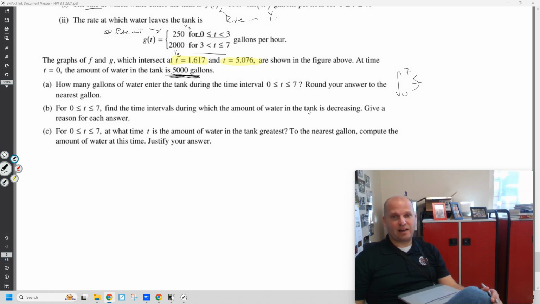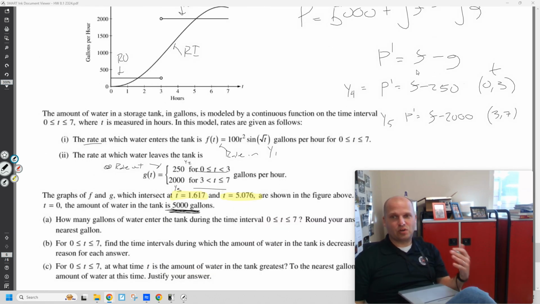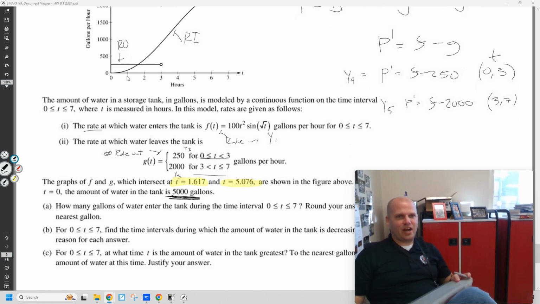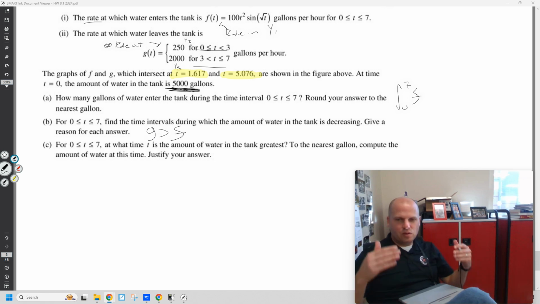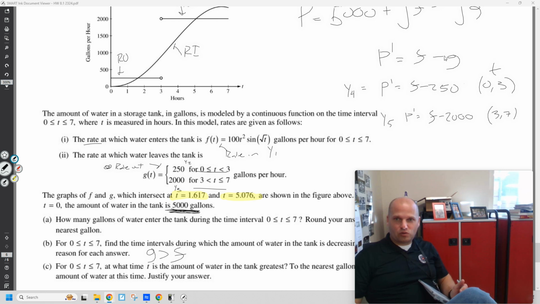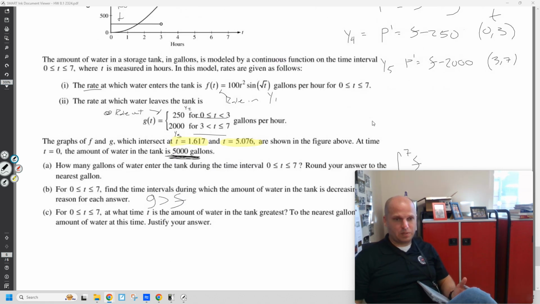Time intervals in which the amount of water in the tank is decreasing. I'm going to show you how you can get this answer doing what we like to do, which is graph the derivative. But you kind of have everything graphed. They did give you the intersections. When rate out is bigger than rate in, you're decreasing, right? If rate out is bigger than rate in, then your derivative is going to be negative. If G is bigger than F, F minus G will be negative. Your total is going to be decreasing.